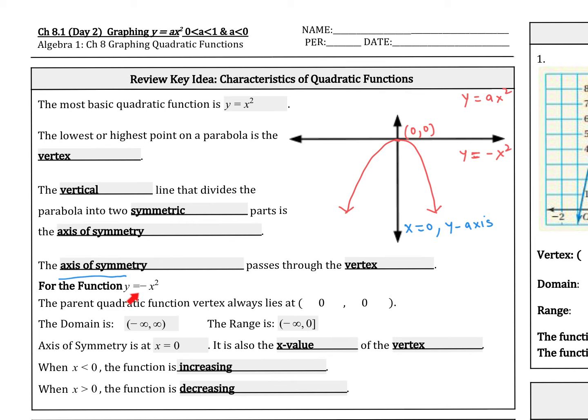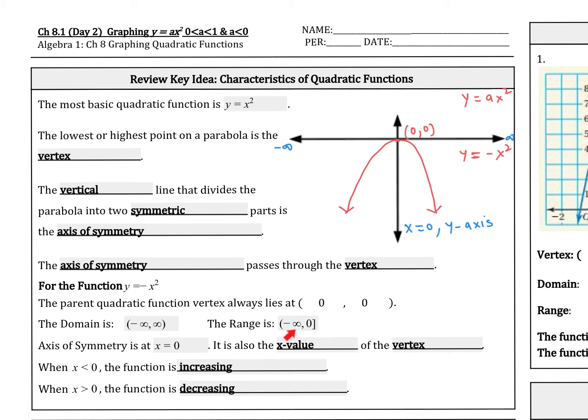The function is y equals negative x squared. So this is the function that we are talking about, y equals negative x squared. The parent function is always x squared, and it always lies on the vertex 0, 0. The domain is negative infinity to infinity. So the domain takes all the left values, all the right values. It means the domain is from negative infinity to positive infinity, and those are the x values.